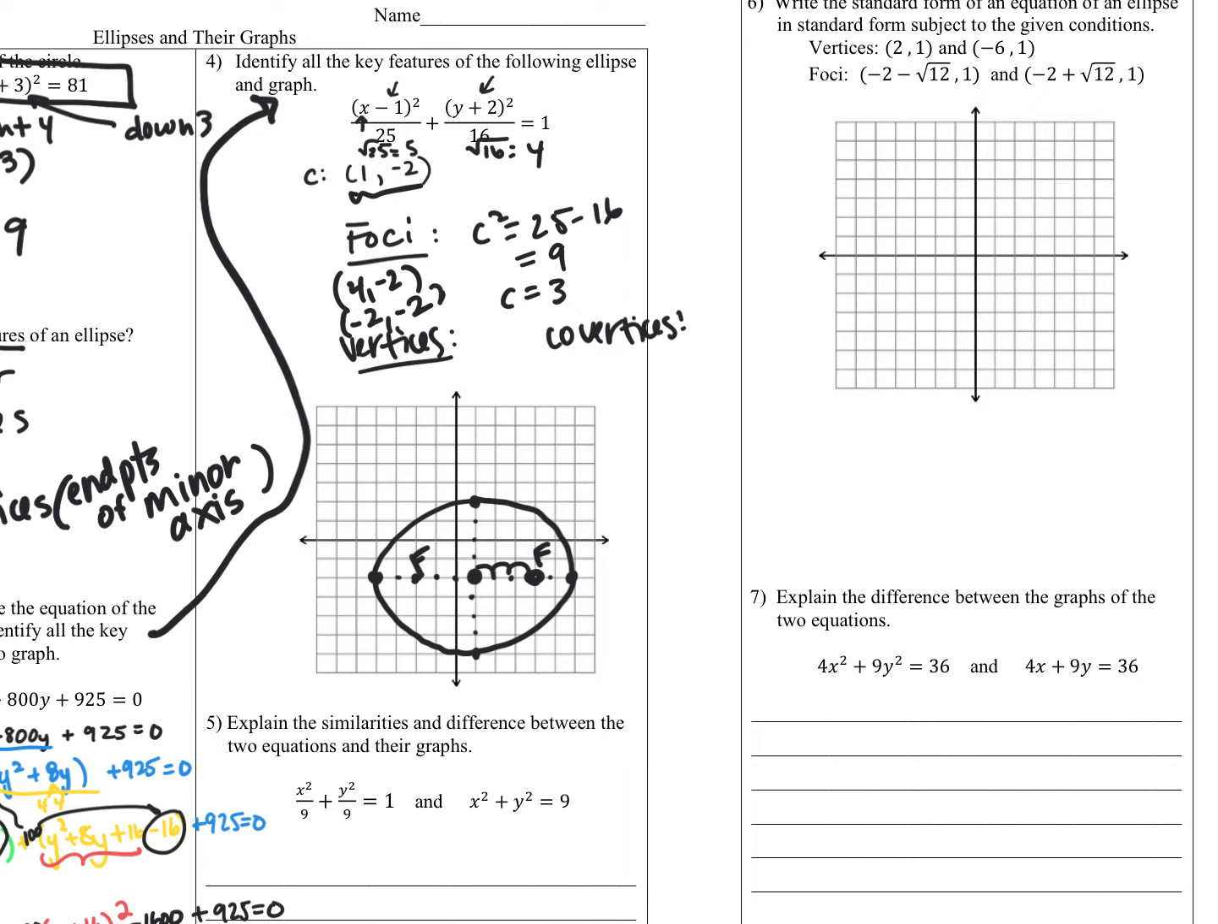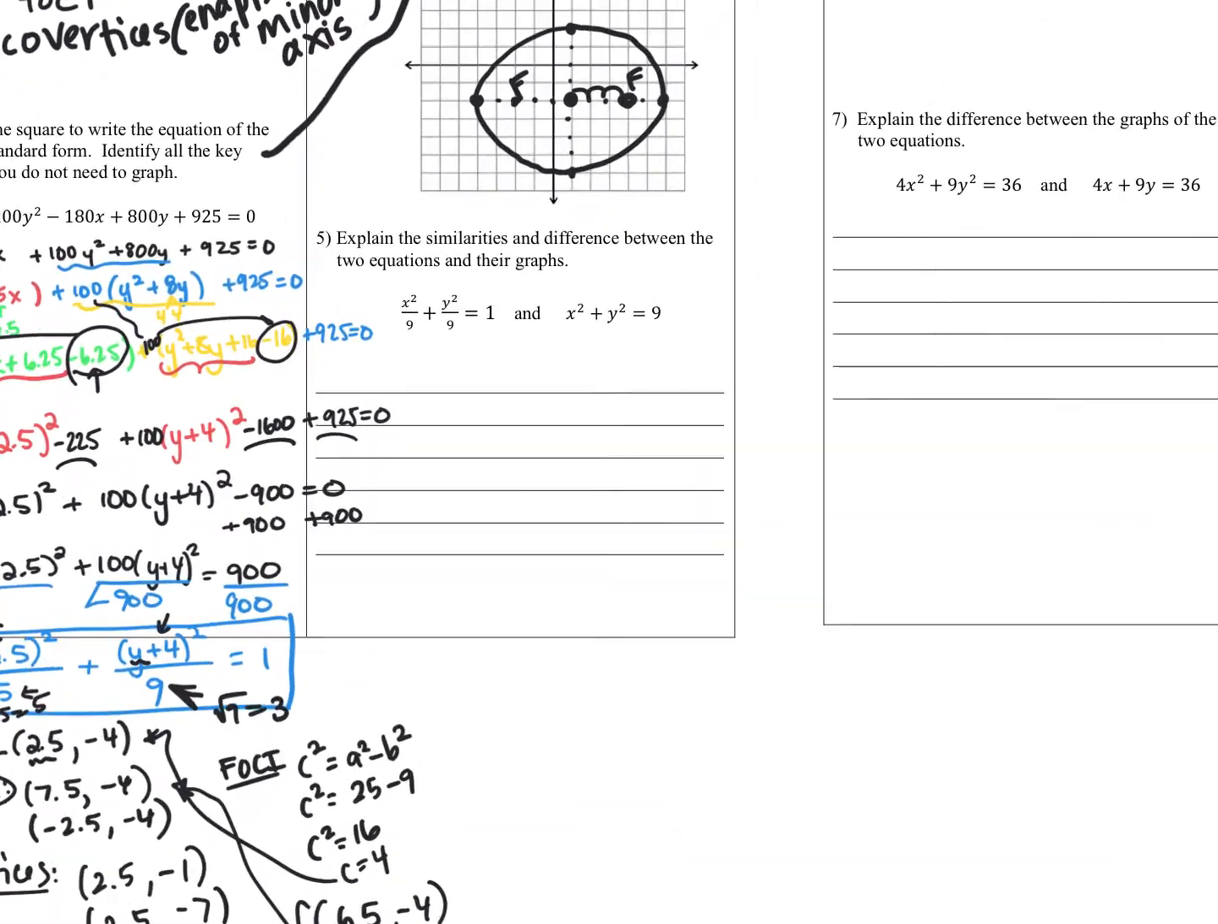The vertices, those went left and right 5, so we'll be at 6, negative 2, and then we'll be at negative 4, negative 2. The co-vertices, that's up and down, so we'll be at 1 from negative 2. We went up 4, that put us at positive 2. And then we went down 4, which would put us at negative 6.